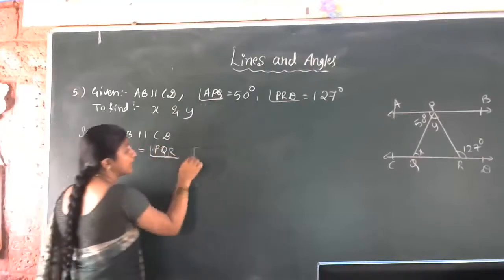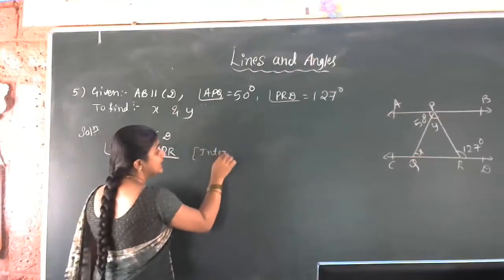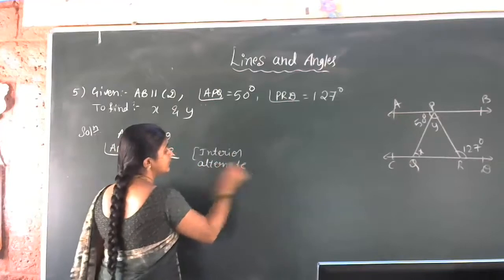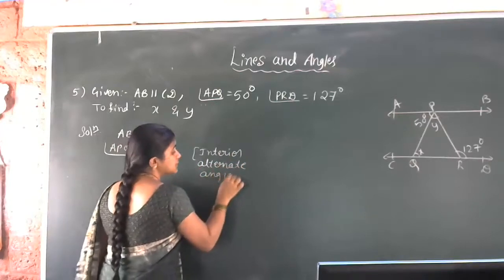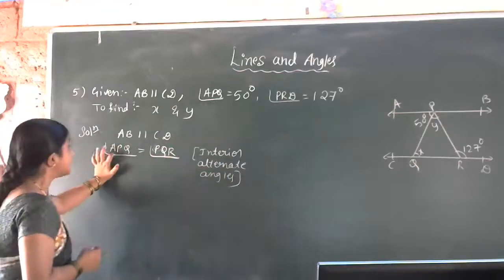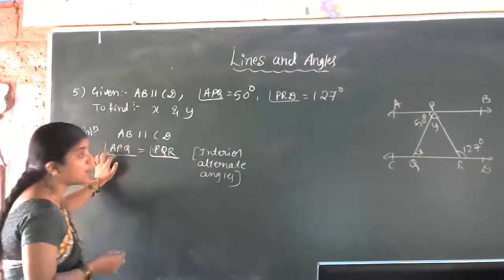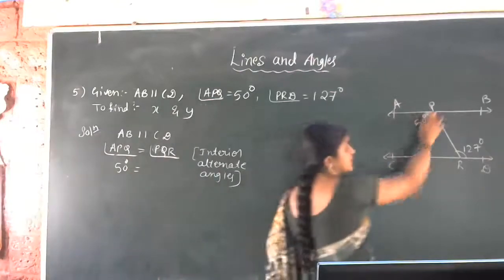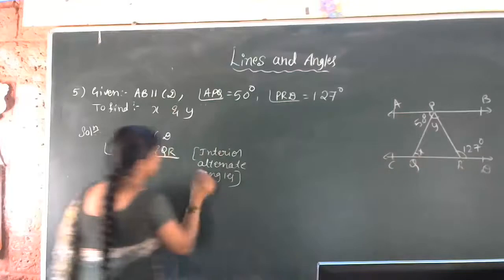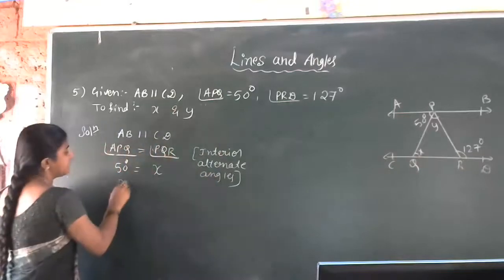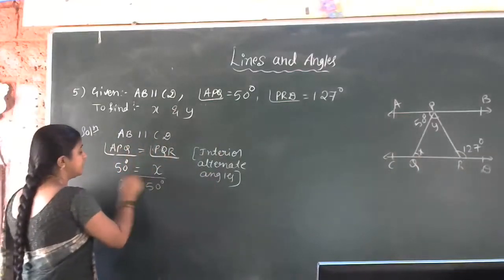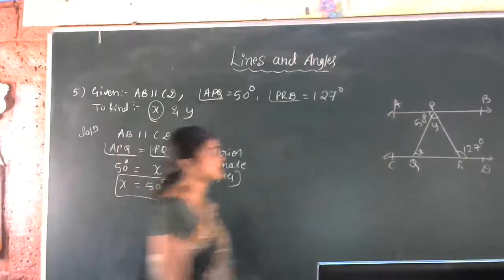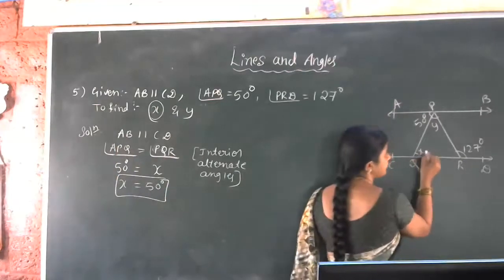Angle PQR, because of interior alternate angles. Okay, so now observe the interior alternate angles. APQ value is how much actually? 50 degrees, which is equal to PQR, mentioned in the diagram as X. So therefore PQR is X, and therefore X is equal to 50 degrees. First work is over. We got the X value. X is 50 degrees.